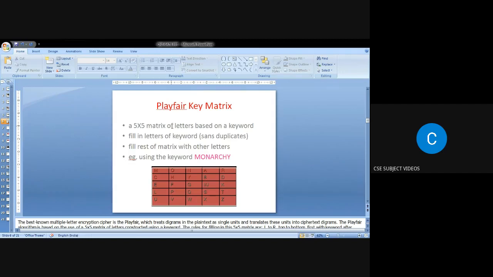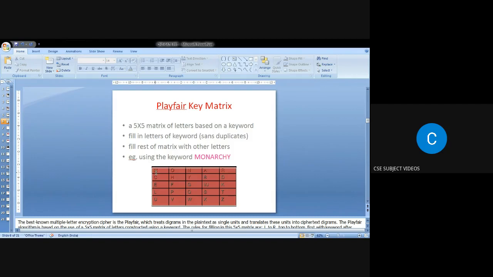What is the procedure? Here you have to take a 5x5 matrix. We have to take a keyword. So the secret key is said to be a keyword here. That keyword you have to convert into a 5x5 matrix of letters. Here consider the keyword given is monarchy. So now how do we fill in this 5x5 letter matrix?